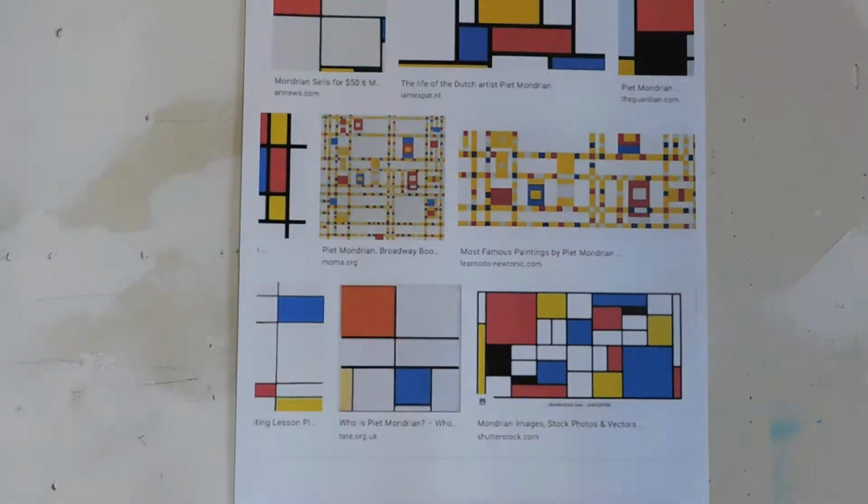This lesson is called the picture plane. The term picture plane is an art school term as opposed to picture frame. Picture plane is the surface on which you do a picture. So it's a canvas in the case of a painting, a piece of paper in the case of a drawing.